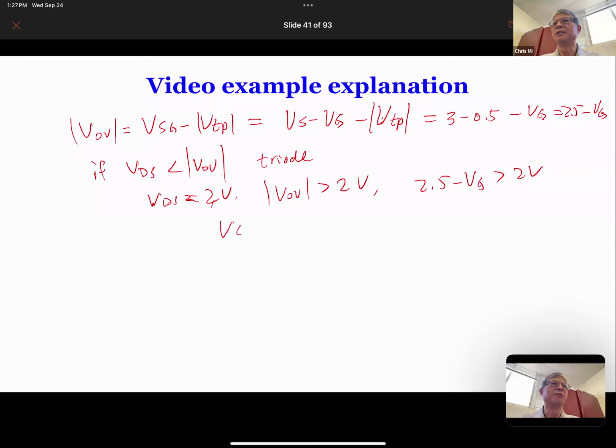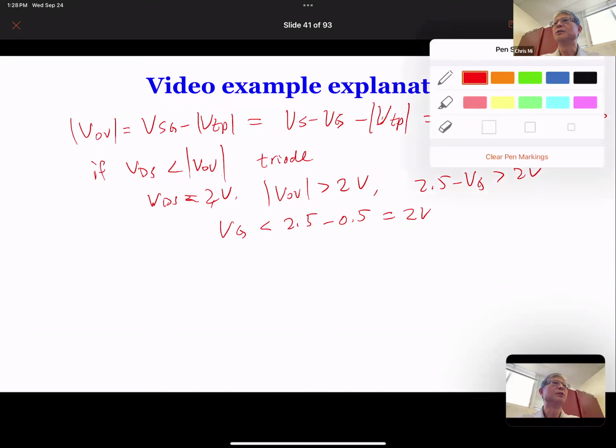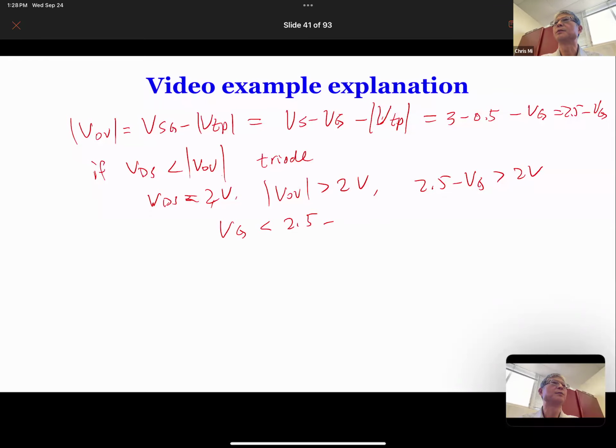And we conclude that Vg has to be less than 2.5 minus 2, which equals 0.5. So it means if Vg is less than 0.5, it's going to be in triode mode.